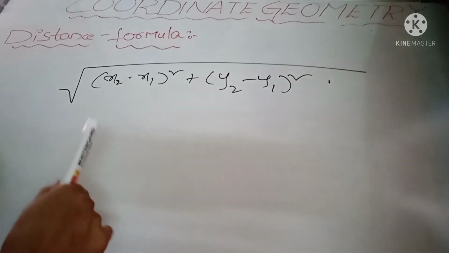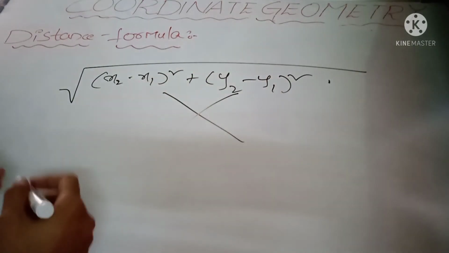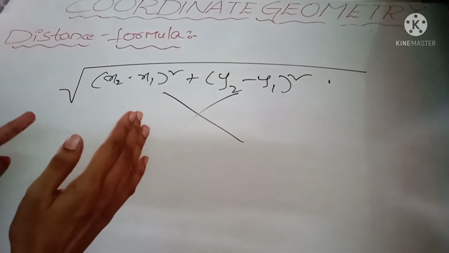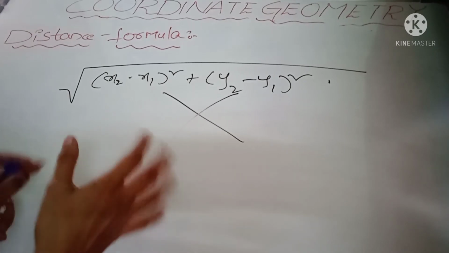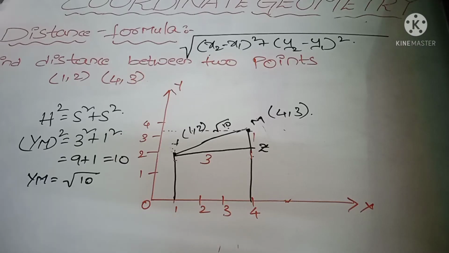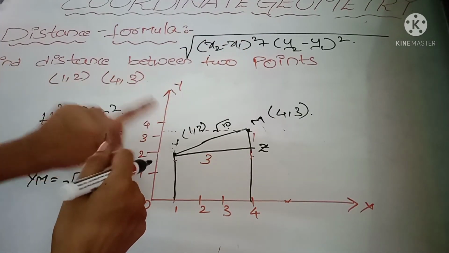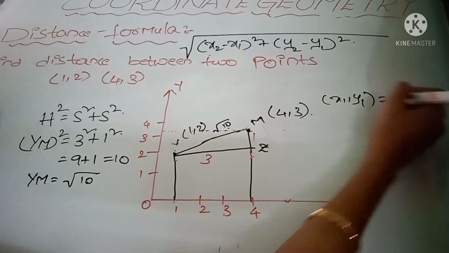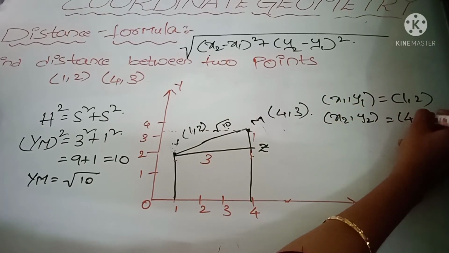Yes. So I am telling you that don't by heart this formula. Okay, don't by heart this formula. Now today we are going to solve this distance formula in very simple, easy steps. Okay, see, now we will apply this formula. The given points are 1 comma 2 and 4 comma 3. So here x1 comma y1 is 1 comma 2. Next one, x2 comma y2 is 4 comma 3.